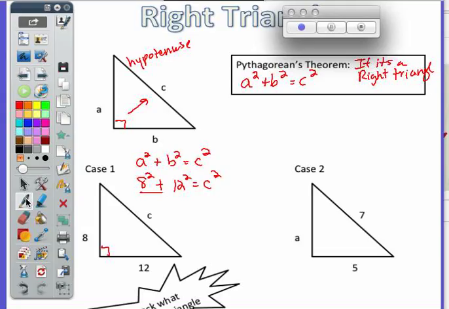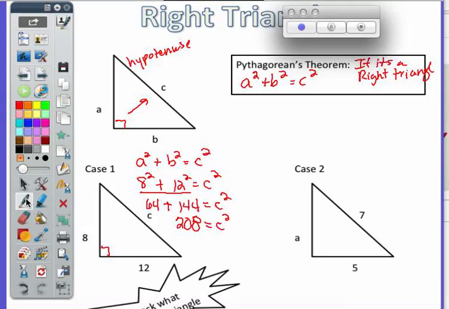Because these two are on the same side, I need to do that part first. And I'm going to simplify this. 8 squared is 64. 12 squared is 144. And that's c squared. So now I'm going to combine my like terms. 64 plus 144: 4 plus 4 is 8, 6 plus 4 is 10, and it's 208 is equal to c squared.